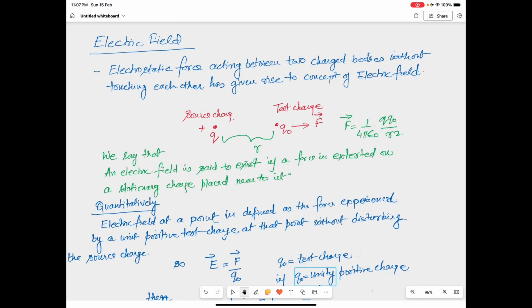In this video, we will talk about electric field, which is one of the main topics of electricity and magnetism, and is the initial topic. So we are starting with the electric field.